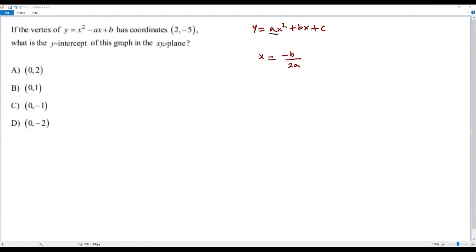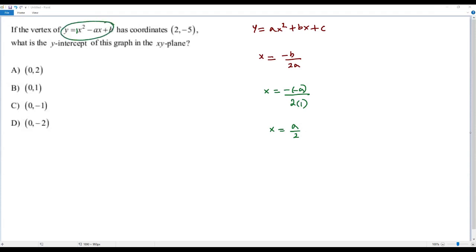Now let's try to get the x-coordinate of the vertex of the given quadratic function. For that we have to write the coefficient of x at the place of b. Here the coefficient of x is negative a. We can plug in negative a for b, over 2 times a. This a is the coefficient of x squared. In our quadratic function, the coefficient of x squared is 1, so we can plug in 1 for a. Then I'm getting x equals negative times negative, which becomes positive, a divided by 2. Here I got the x-coordinate of the vertex of this quadratic function.